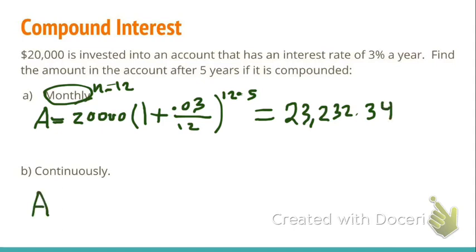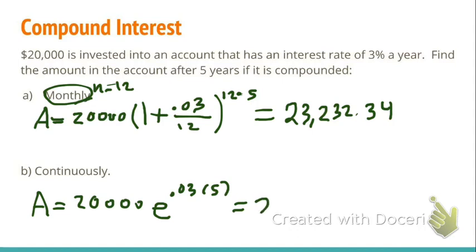Now if you compound continuously, you're going to use the PERT formula. So P times e, which is a constant. E is a number that you can find on your calculator. I'll show you in class. It's about 2.7, to the rt power. So 0.03 times 5. Type that into a calculator, and you get $23,236.68. So the more times you compound it, the more money you'll get, but not by a lot.